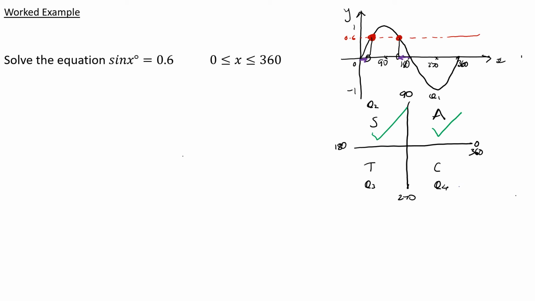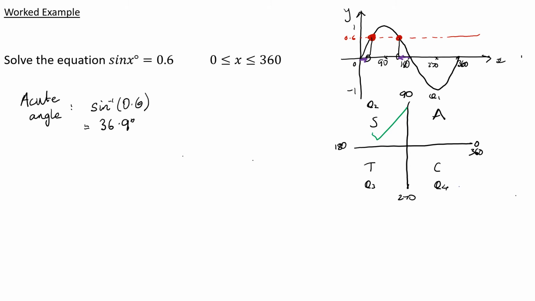So we've drawn our CAST diagram and ticked what we needed to tick. The step now is that we first find the acute angle. To find the acute angle, to figure out essentially what the value of x is, we take the inverse sine of 0.6, sin to the -1 of 0.6. On your calculator that will be shift sin 0.6 and close the bracket. We generally work to 1 decimal place, so that's going to be 36.9.